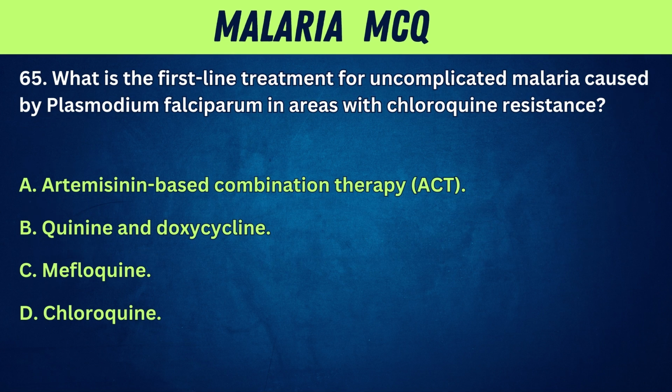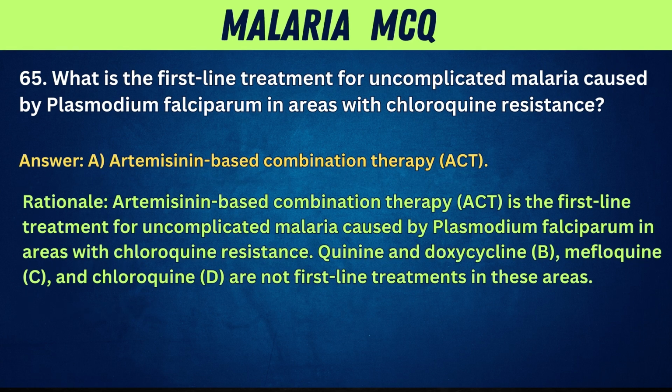65. What is the first-line treatment for uncomplicated malaria caused by Plasmodium falciparum in areas with chloroquine resistance? A. Artemisinin-based combination therapy, ACT. B. Quinine and doxycycline. C. Mefloquine. D. Chloroquine. Answer: A. Artemisinin-based combination therapy, ACT. Rationale: ACT is the first-line treatment for uncomplicated malaria caused by Plasmodium falciparum in areas with chloroquine resistance. Quinine and doxycycline, B, mefloquine, C, and chloroquine, D, are not first-line treatments in these areas.